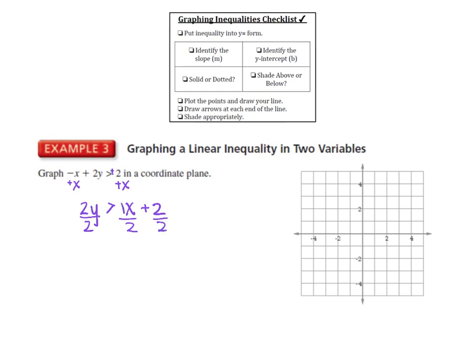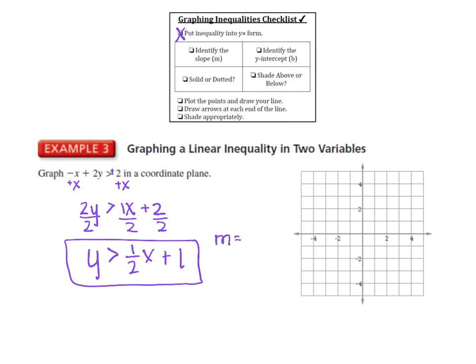And right now there's a 1 in front of that x. So I get that y is greater than 1/2 x plus 2 divided by 2 is 1. So first step, put it in y equals form. Done. Figure out what my slope is. My slope is the number in front of x, so the 1/2. My y-intercept, my b value, is the 1.